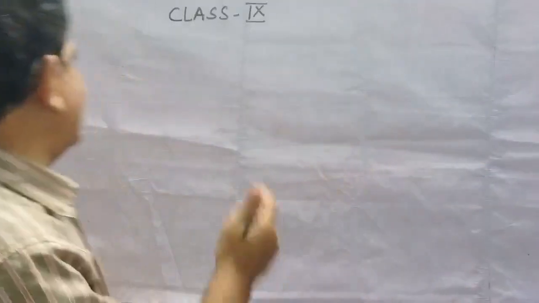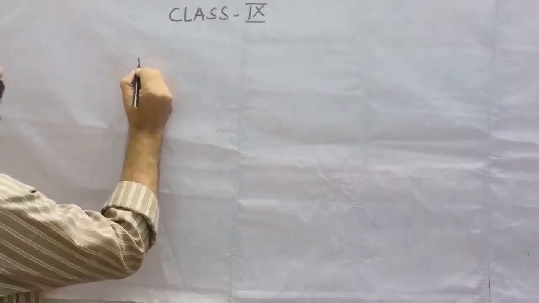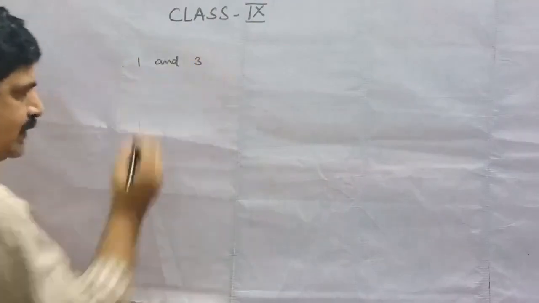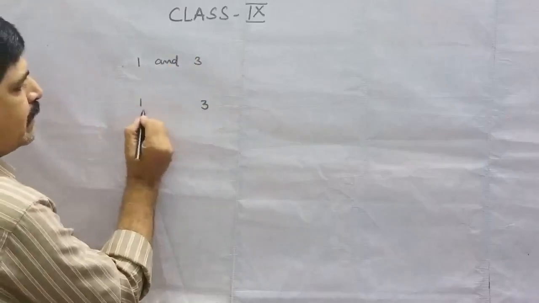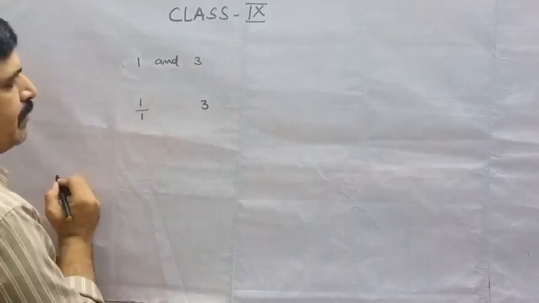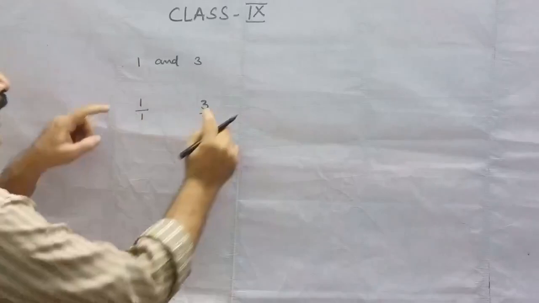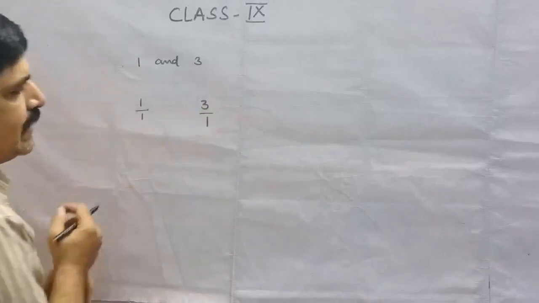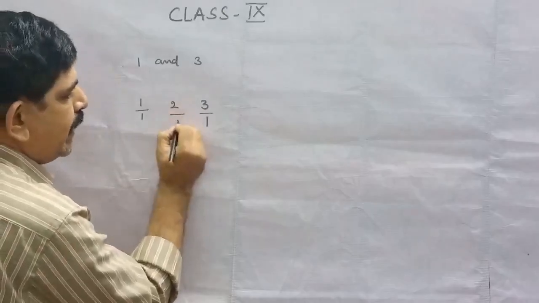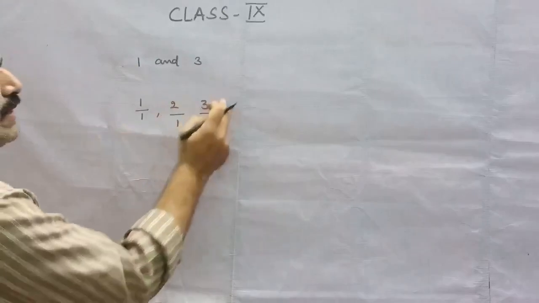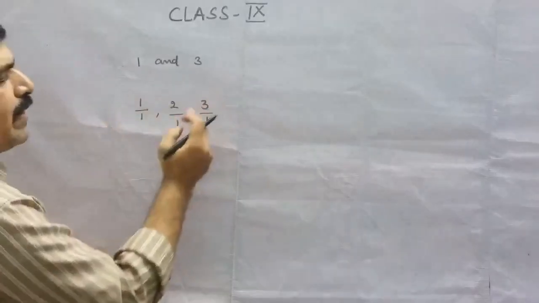Suppose you want the rational number between 1 and 3. There is no denominator here, so take the denominator as 1. Here the denominators are equal and the numerators are 1 and 3. So what is the number between 1 and 3? It is 2 by 1. So 1 by 1, 2 by 1, 3 by 1, these are rational numbers. 2 by 1 is the rational number between 1 by 1 and 3 by 1.